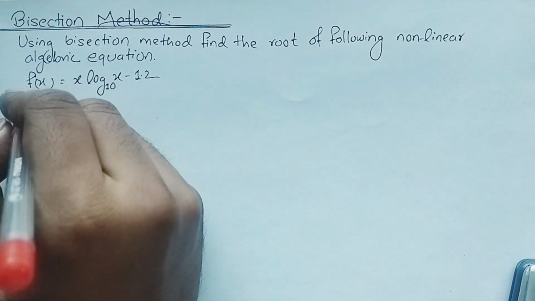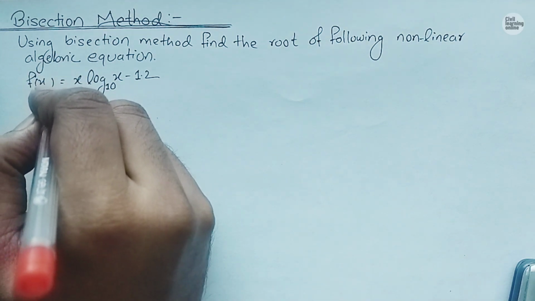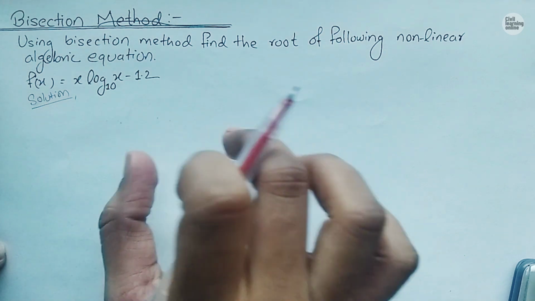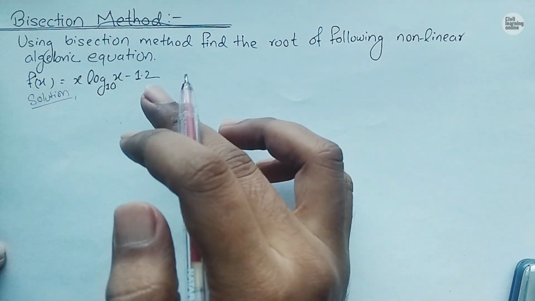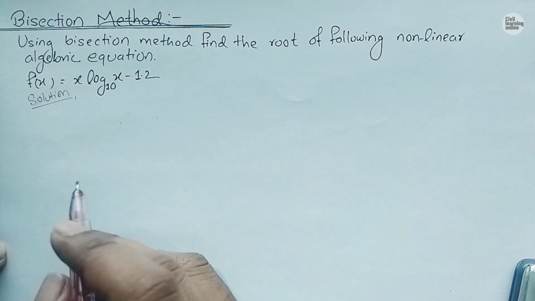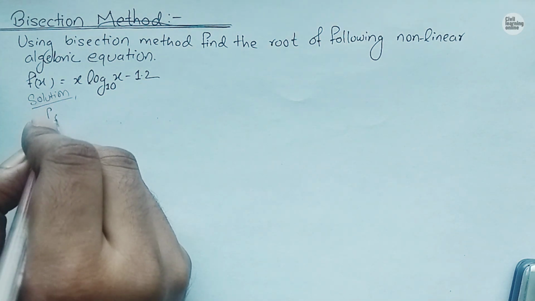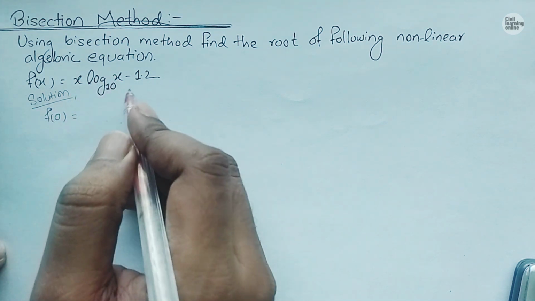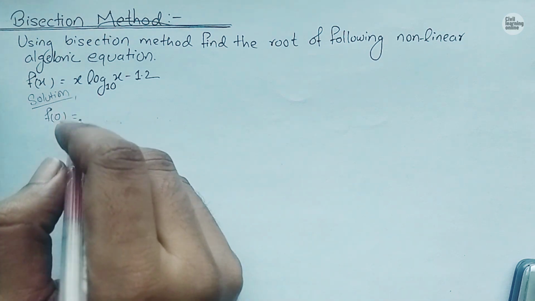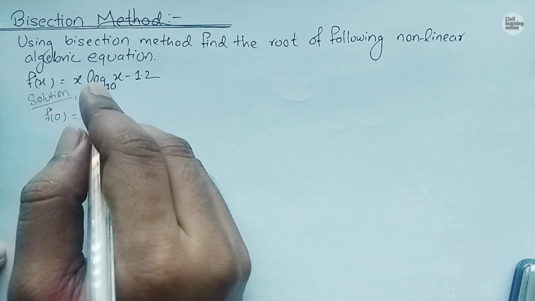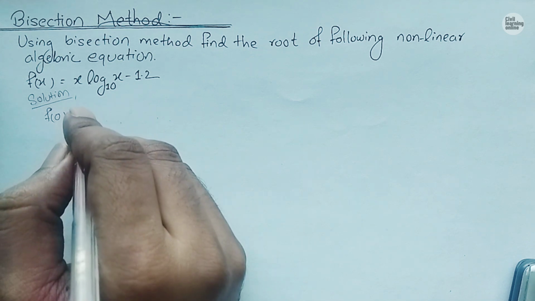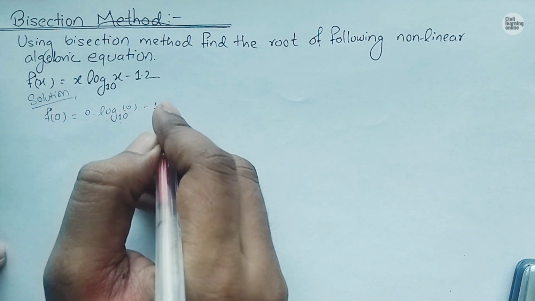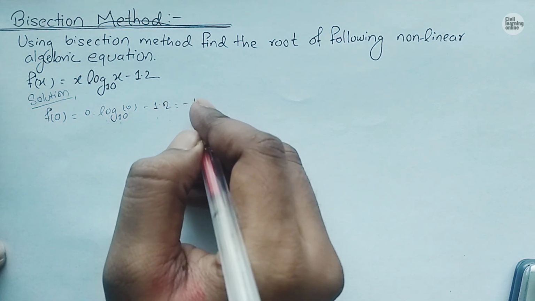So let's proceed to the solution. The very first stage is to find the interval in which the root of the given equation is supposed to lie. For that, we will start from 0. So f(0) means we put 0 in place of x and find out the outcome. Here the equation is x log x to the base 10 minus 1.2, so we put 0 times log 0 to the base 10 minus 1.2.